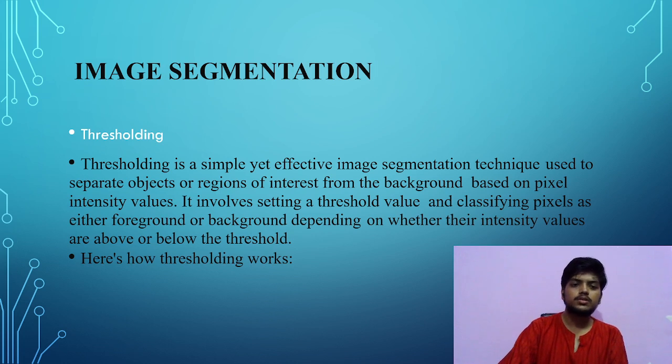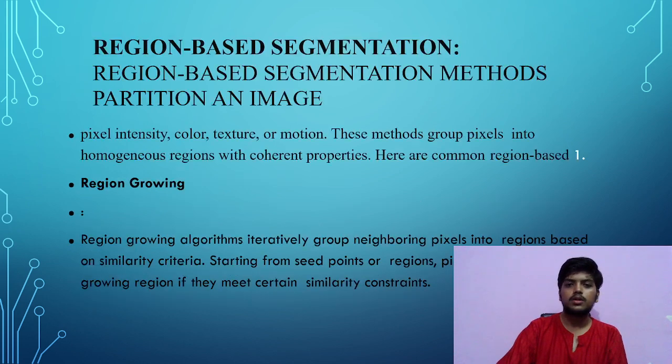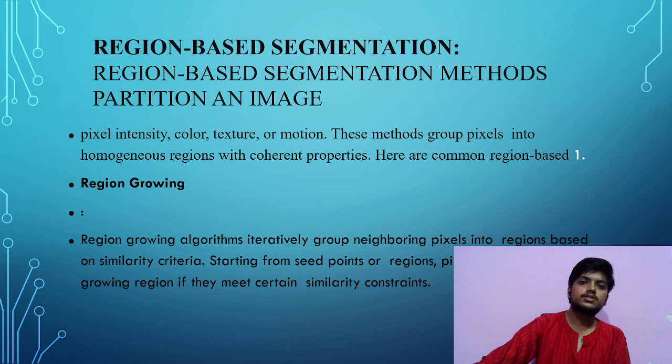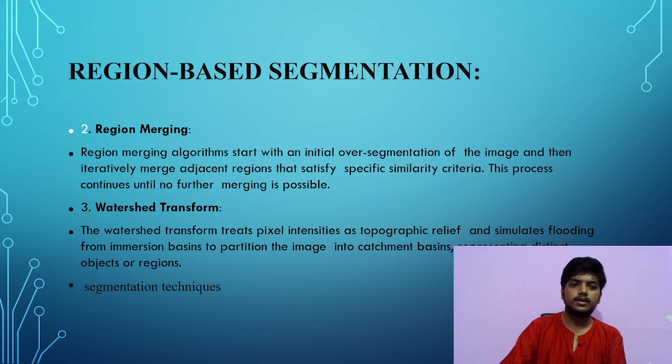Image segmentation includes thresholding, a simple yet effective segmentation technique. Threshold selection chooses an appropriate threshold value based on domain knowledge, histogram analysis, or automated methods such as Otsu's method. In threshold operations, if the pixel intensity is above the threshold, it is assigned to the foreground image. Region-based segmentation: region growing algorithms iteratively group neighboring pixels into regions based on similarity criteria.